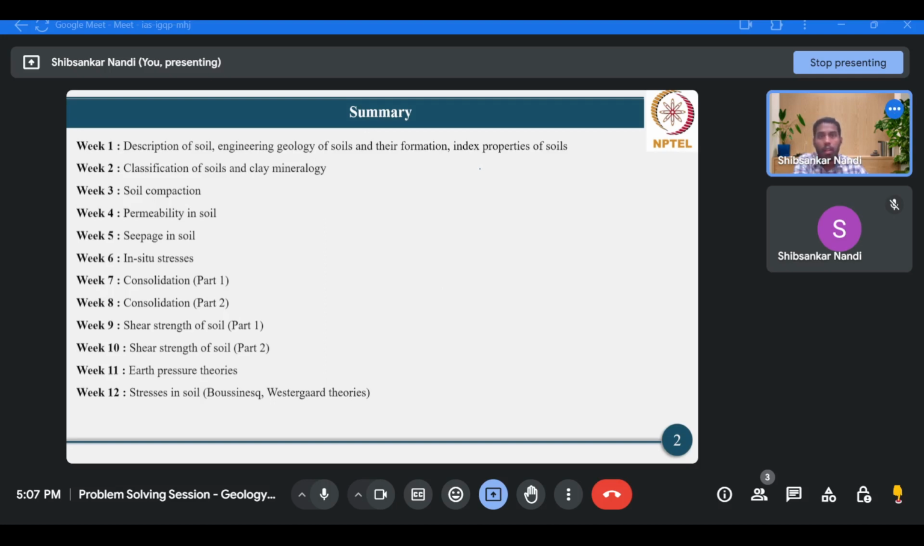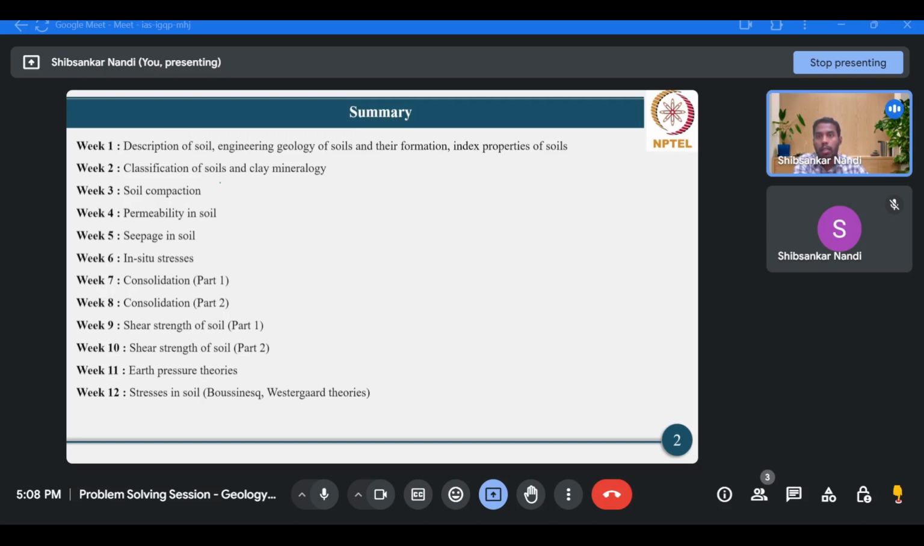Once we had learned the index properties of soils, we proceeded further and entered another chapter of this course, that is classification of soils and clay mineralogy. It's also very important. So why classification of soils is needed, what are the different types of classifications reported in the literature, and how to classify the soils.